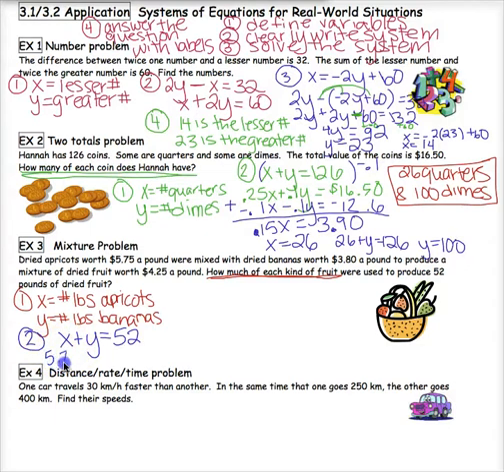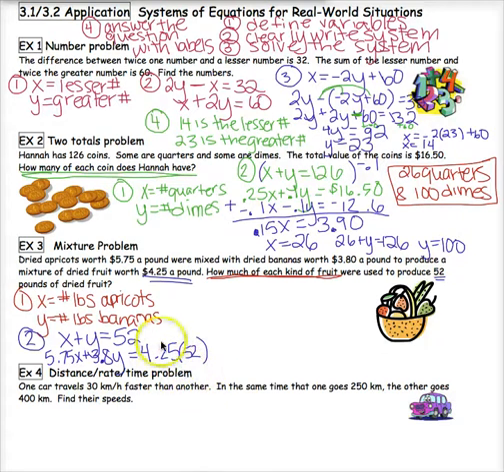So the number of pounds of apricots, I'm going to take that and multiply it times however much they cost. So 5.75x, and then it's plus 3.80y equals, now here's the tricky part, a mixture worth $4.25 a pound. You can't just set it equal to $4.25. It's $4.25 times however many total pounds there are. And they told us how many total pounds there are. There are 52. So that's the tricky part on this one, it's not just equal to $4.25, it's $4.25 times 52.